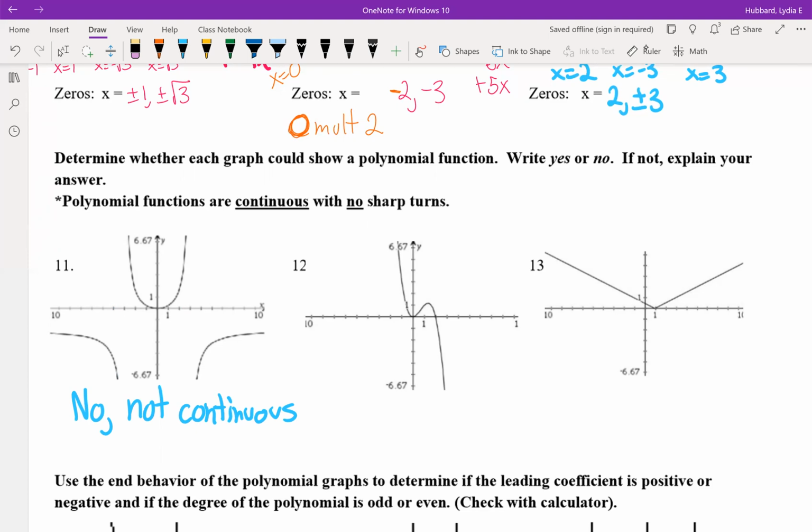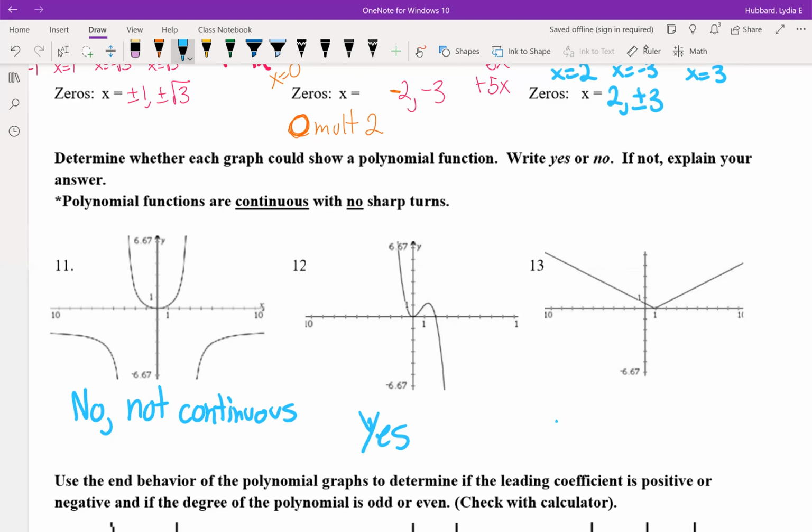The second one is yes. Oops, sorry, pen just went on the fritz. Yeah. The second one is yes, there are no sharp turns. The graph is continuous. It never stops. And so therefore that one would be a polynomial function.